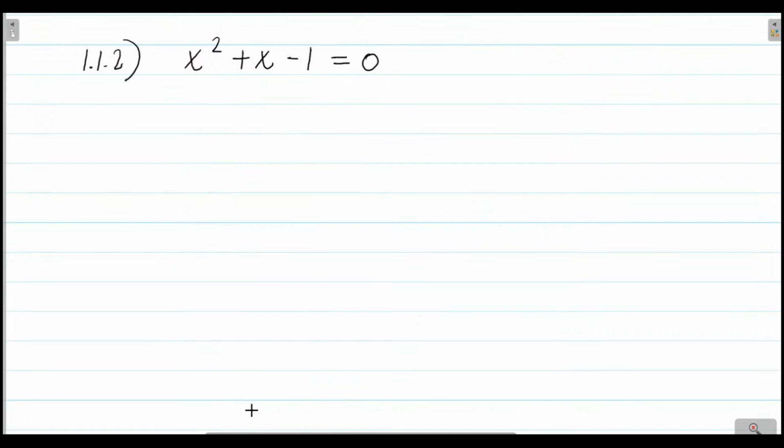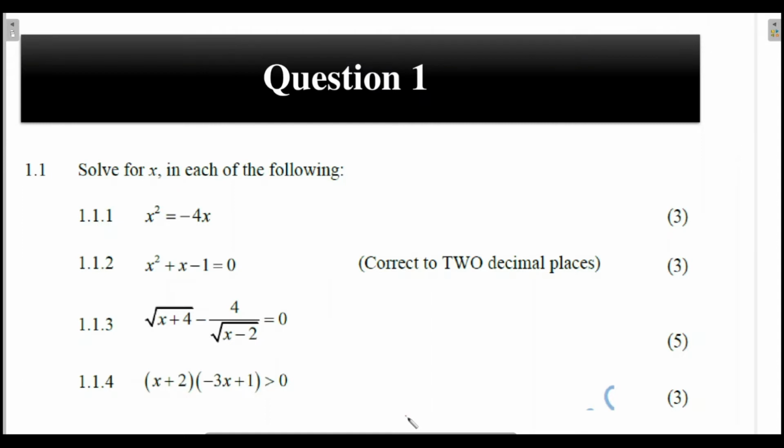Okay, next question. Question 1.2, guys, we've got x squared plus x minus 1, which is equal to 0, and we're still solving for x. So what do you notice about this question? This is also a quadratic equation in the form of ax squared plus bx plus c. But now we're given a hint as to how we should go about solving this equation. They tell us that we need to answer correct to 2 decimal places.